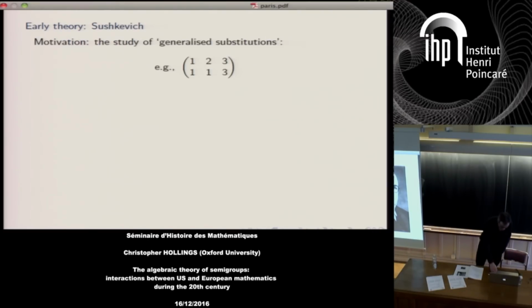And his motivation, for the most part, was what he referred to as generalized substitutions. He was very often working in the finite case, so he wrote things down like this. It's the very traditional two-row notation that you see for permutations, that he was adapting to the case of not necessarily invertible transformations.